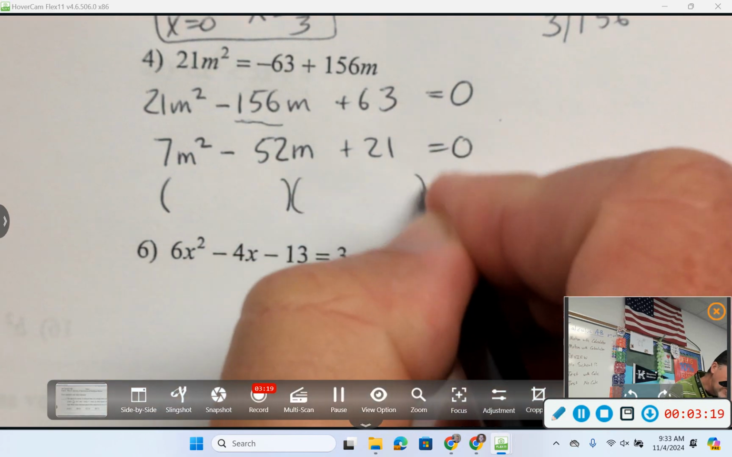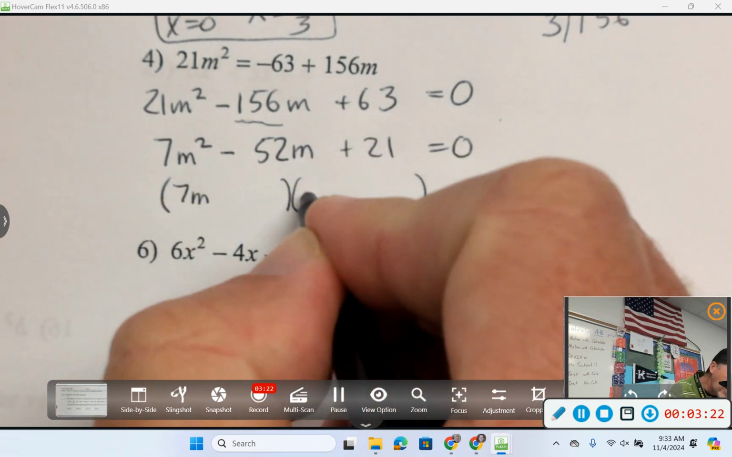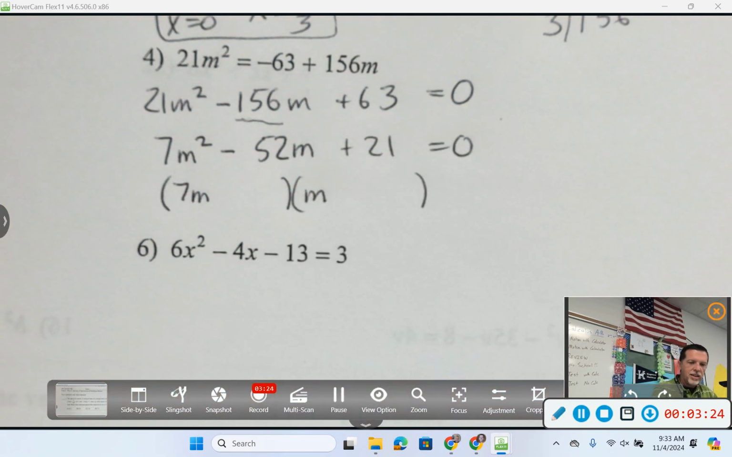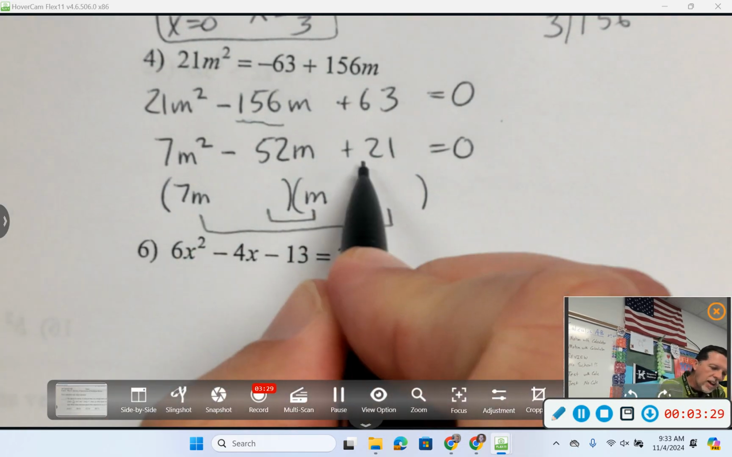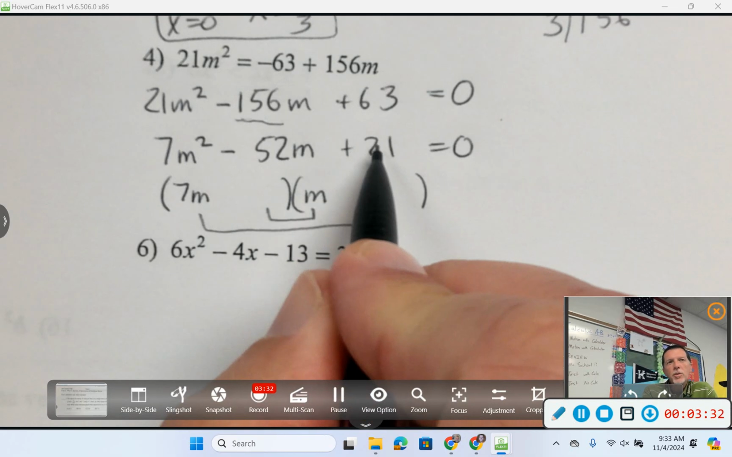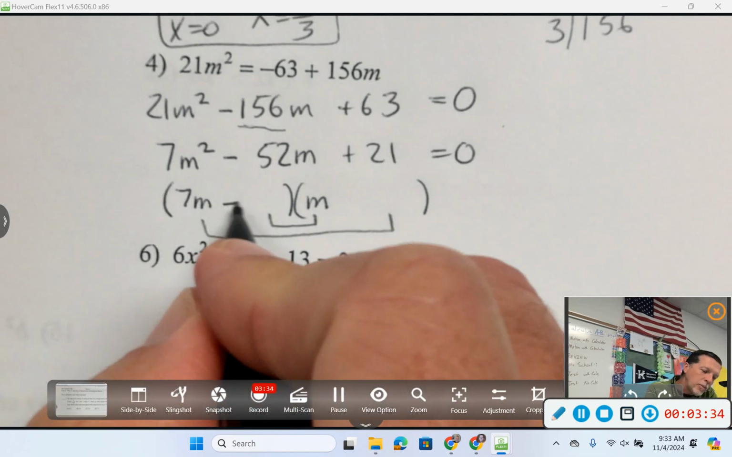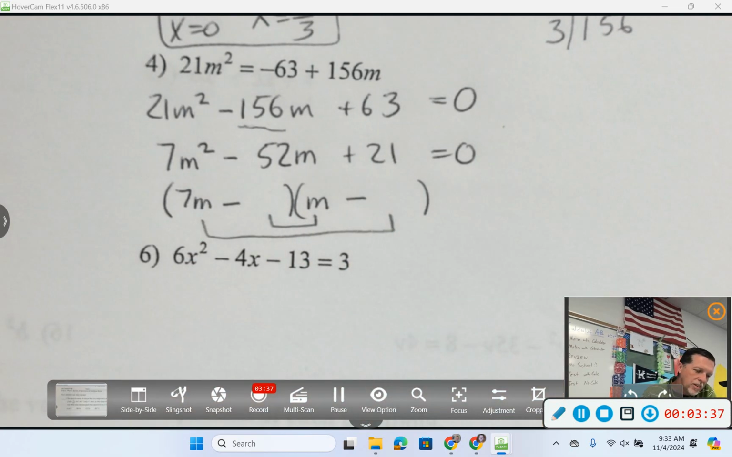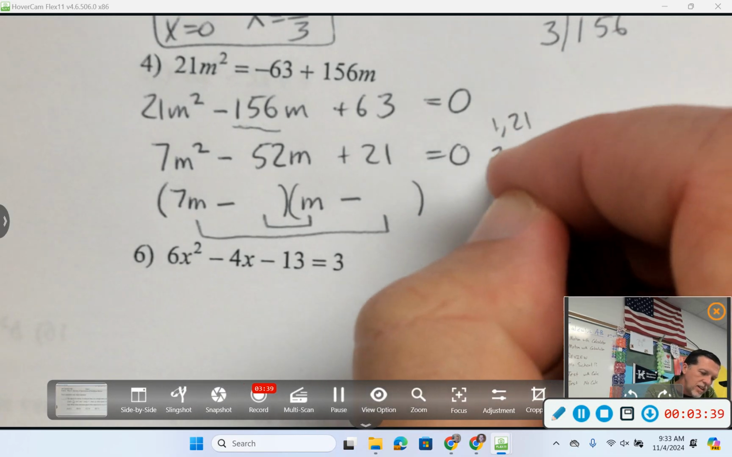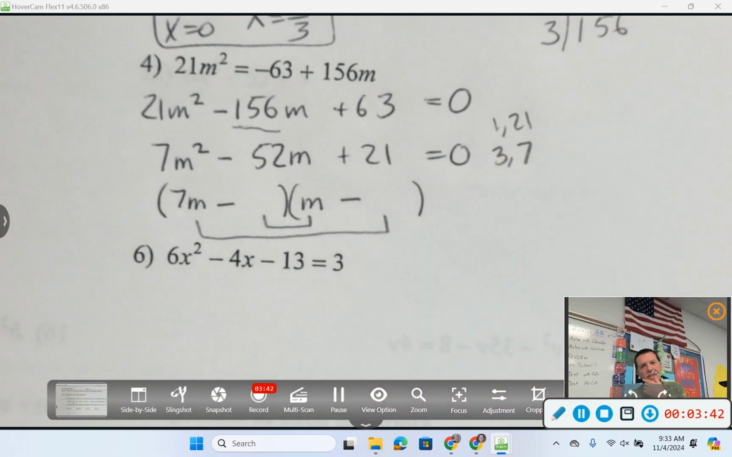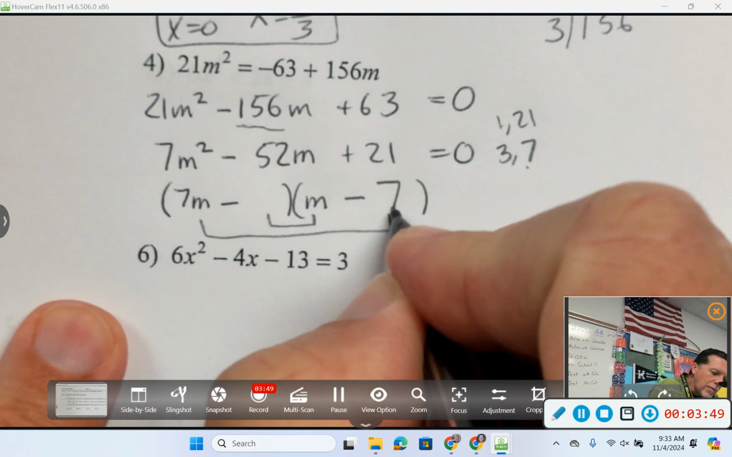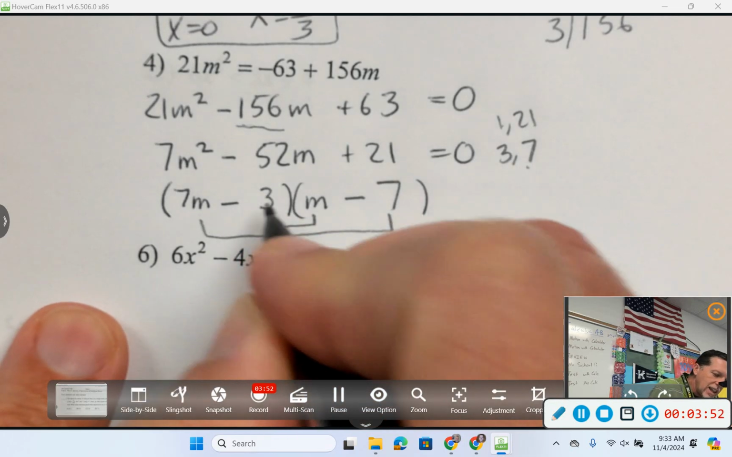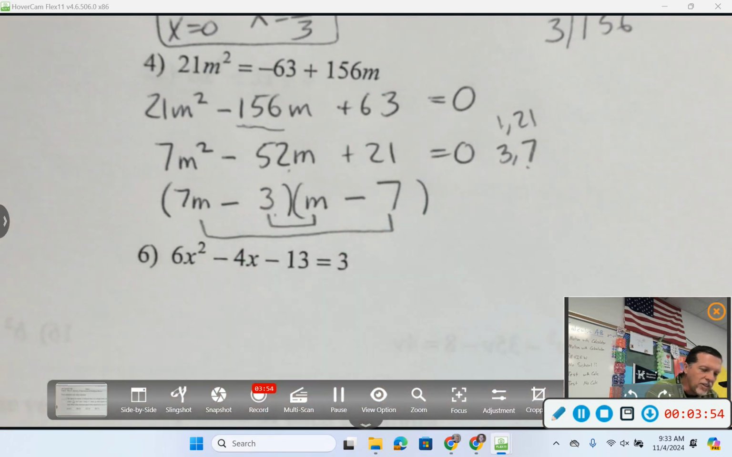Well, I don't know if this factors or not. If it does, it has to be 7 and 1, so that's at least a hint or a help. Signs, if I want to multiply to a positive and add to a negative, they have to both be negative, so that helps. And I don't have too many options to pick from. 1 and 21 is not going to get the job done. But if I put a 7 across from 7, that makes 49. And then another 3 makes 52.